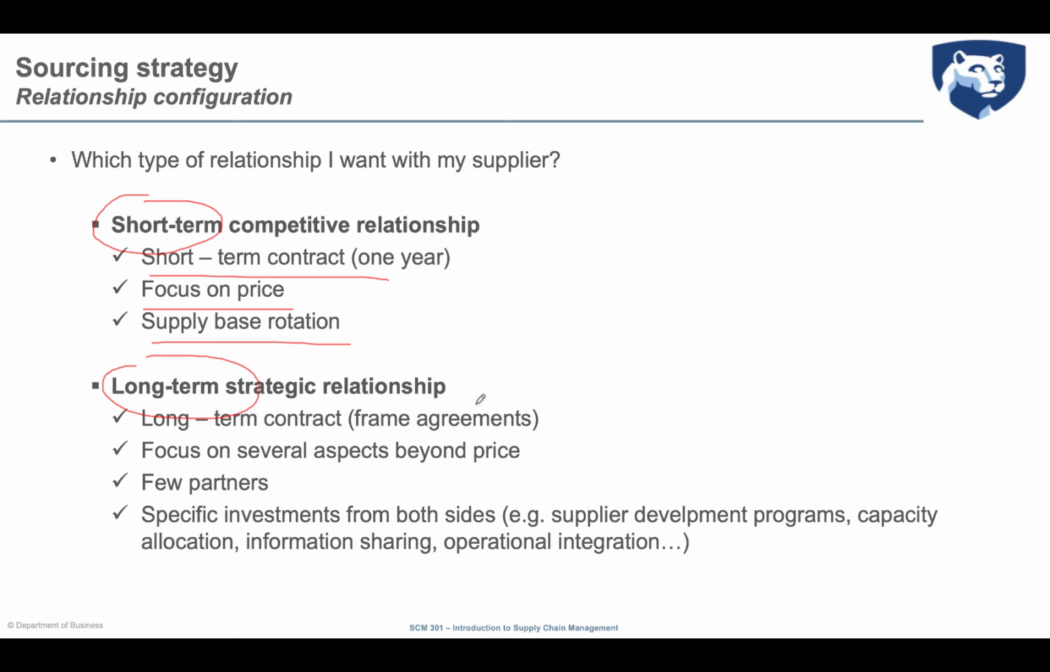Instead, the long-term strategic relationship is focused on a long-term contract, so more than 1 year, on several aspects beyond price, quality, delivery time, whatever, made with few partners, because again, the collaborative market requires relational investment, which means that you cannot do it with everyone, and it needs specific investment from both sides. So for each supplier that you have defined according to the supply network configuration that you've seen before, you need to define the type of relationship that you want to put in place with these suppliers.